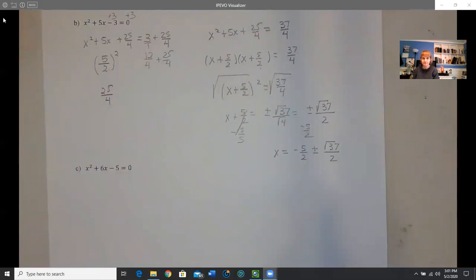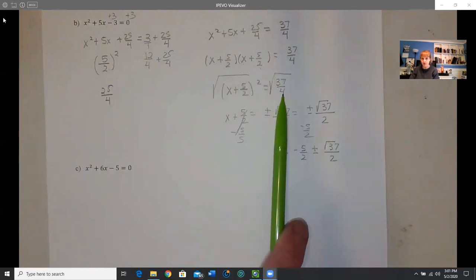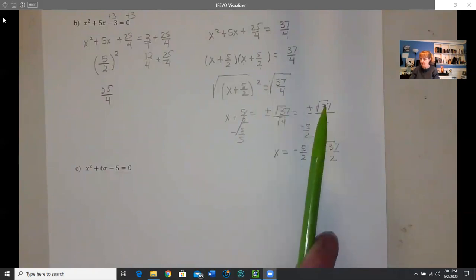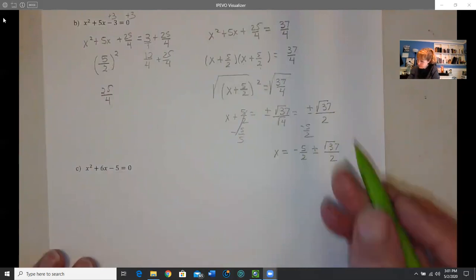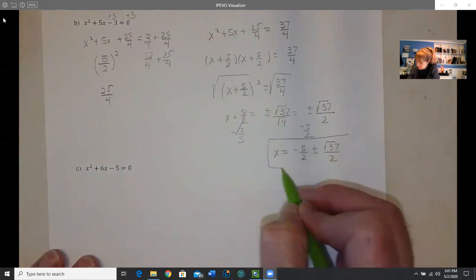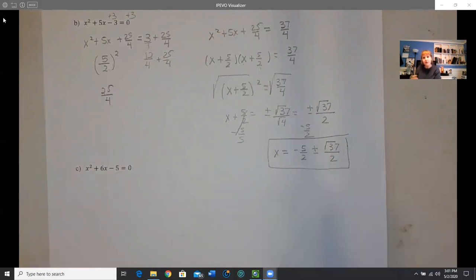You're done. Maybe one of the harder parts was realizing that the square root of 4 could reduce, but the square root of 37 stays in. And you still have the plus or minus. And there's your answer. Those are your 2 solutions. Now you have to work with some fractions, but it's really not too bad.